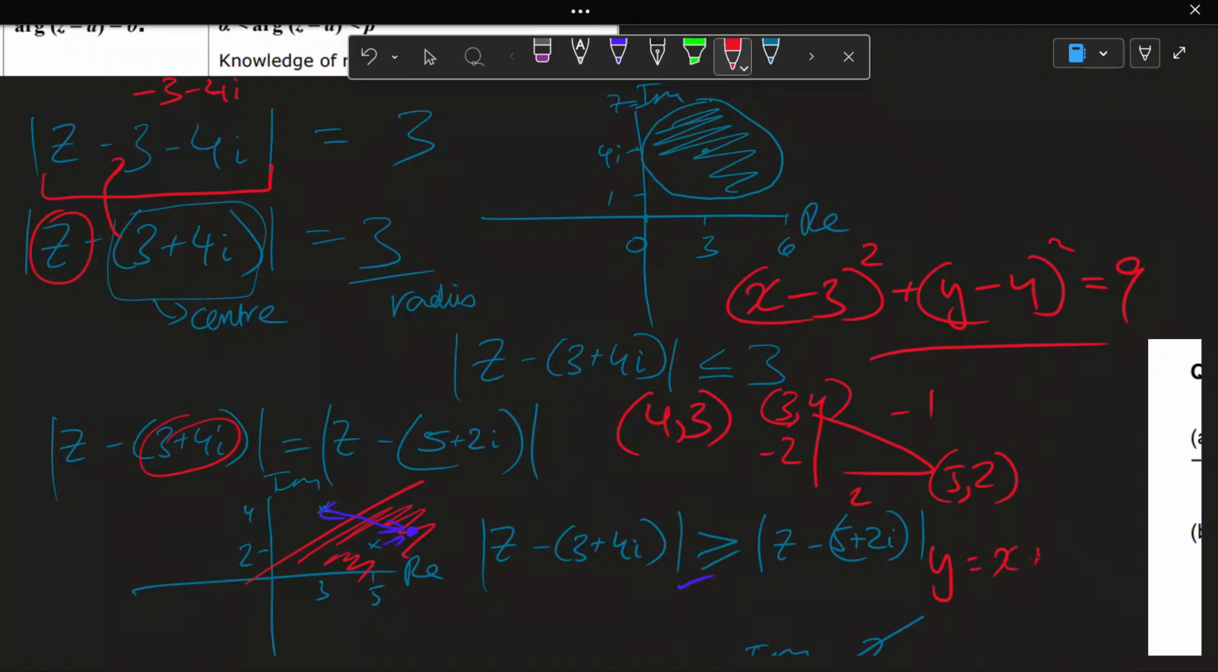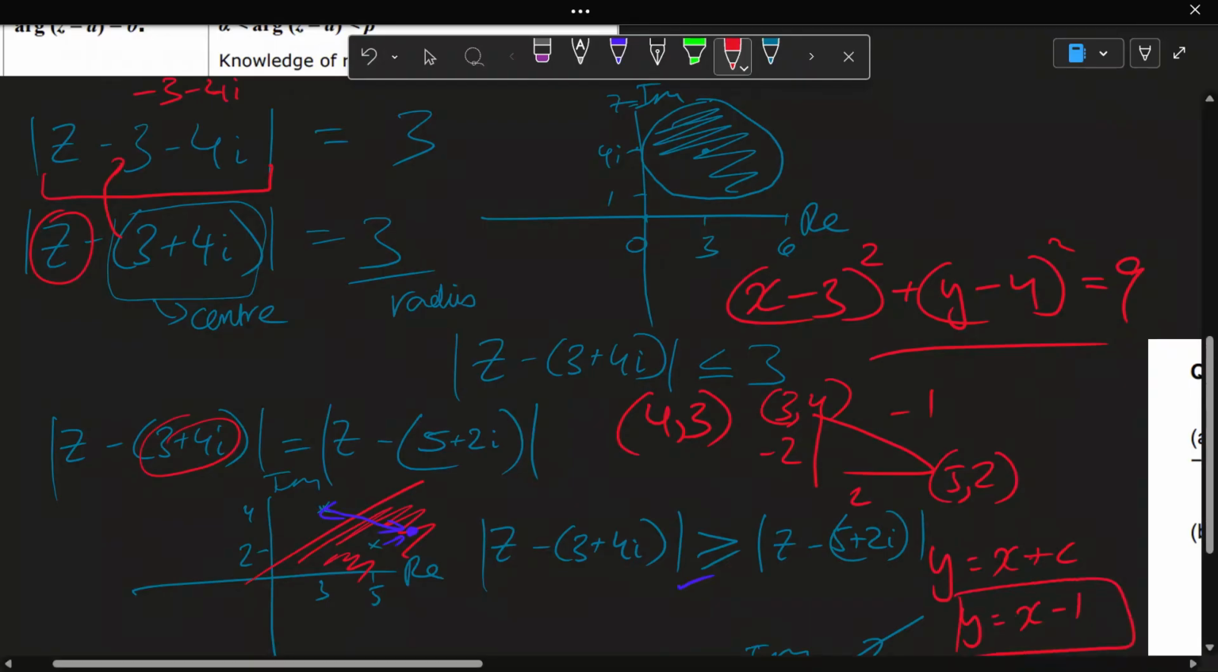y equals x plus c. Using (4, 3), okay, so y equals x minus 1. That's our perpendicular bisector, meaning my diagram here is actually a little bit inaccurate. Minus 1 looks a bit like this.